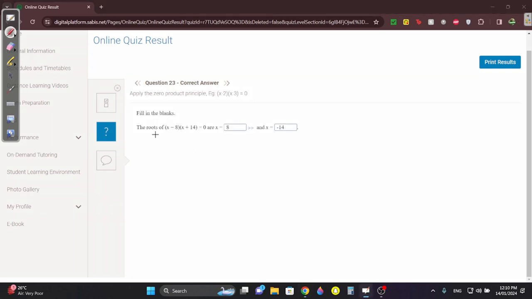This is very simple. The roots of x minus 8 and x plus 14 equals 0. That means either x minus 8 equals 0 or x plus 14 equals 0. So you get 8 to the other side, you get x equals 8, and 14 to the other side, you get x equals negative 14.